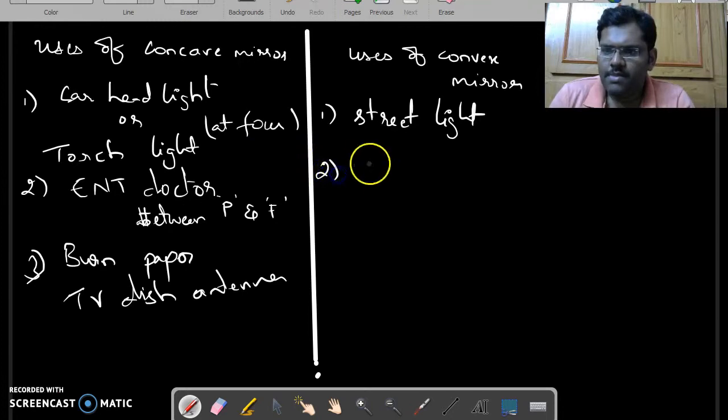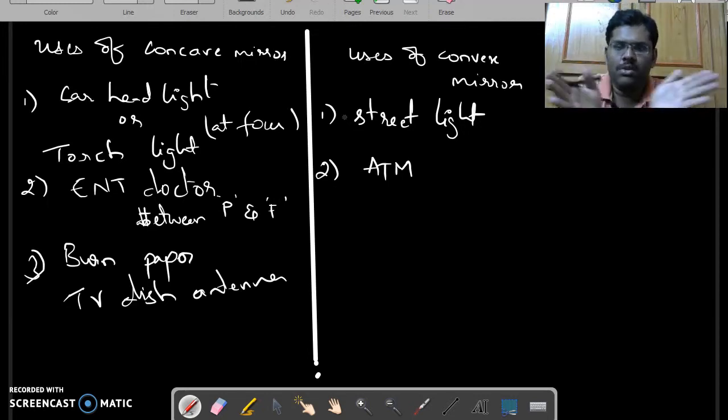And second, they are used in ATM centers, automatic teller machines. In ATM machines, whenever we want to take money, we can see a mirror in front of us. That mirror is nothing but a convex mirror. Why? Because it gives a larger field of view. So we can see the complete ATM room, who is behind us and who is at the side of the ATM. We can completely view it.